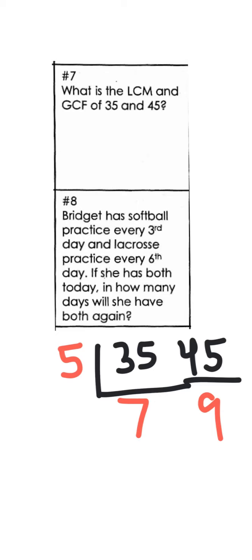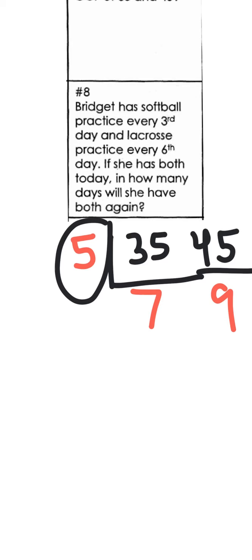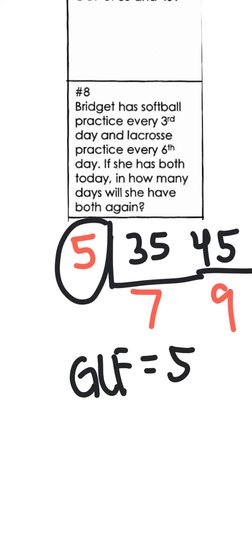So I'm trying to use my laser pointer. Here we go. So 5 times 7 equals 35, and 5 times 9 equals 45. So that's all I'm really doing is simplifying. And once you get here, I can't really simplify any further, right? I'm basically done because nothing goes into 7 and 9 besides 1. So if I'm looking for GCF, it's just going to be this left side. So my GCF is going to equal 5.